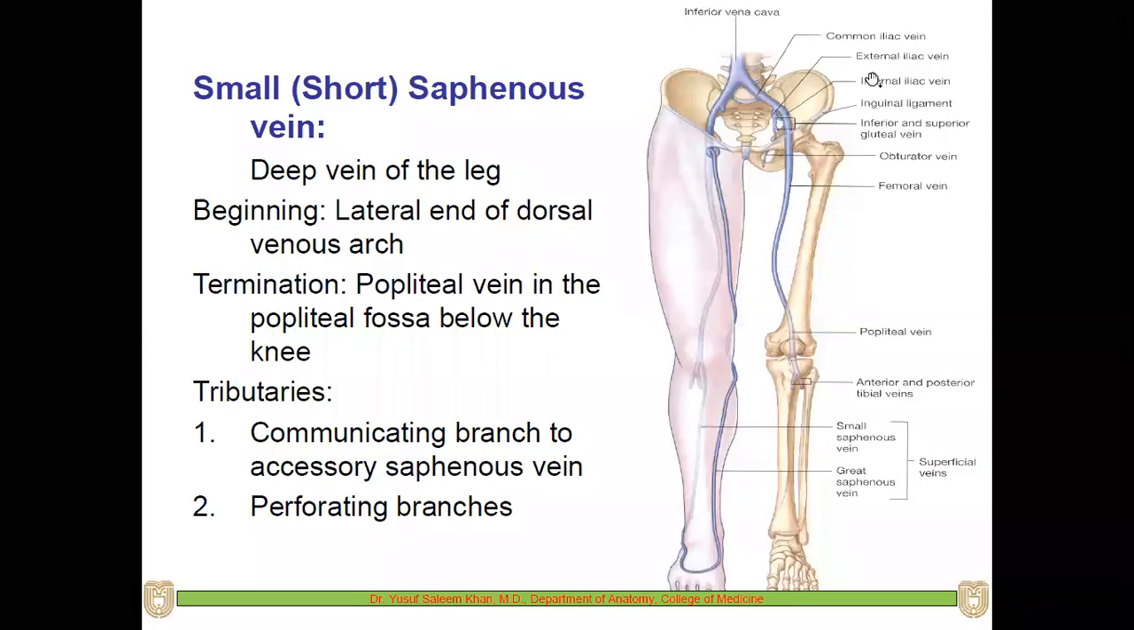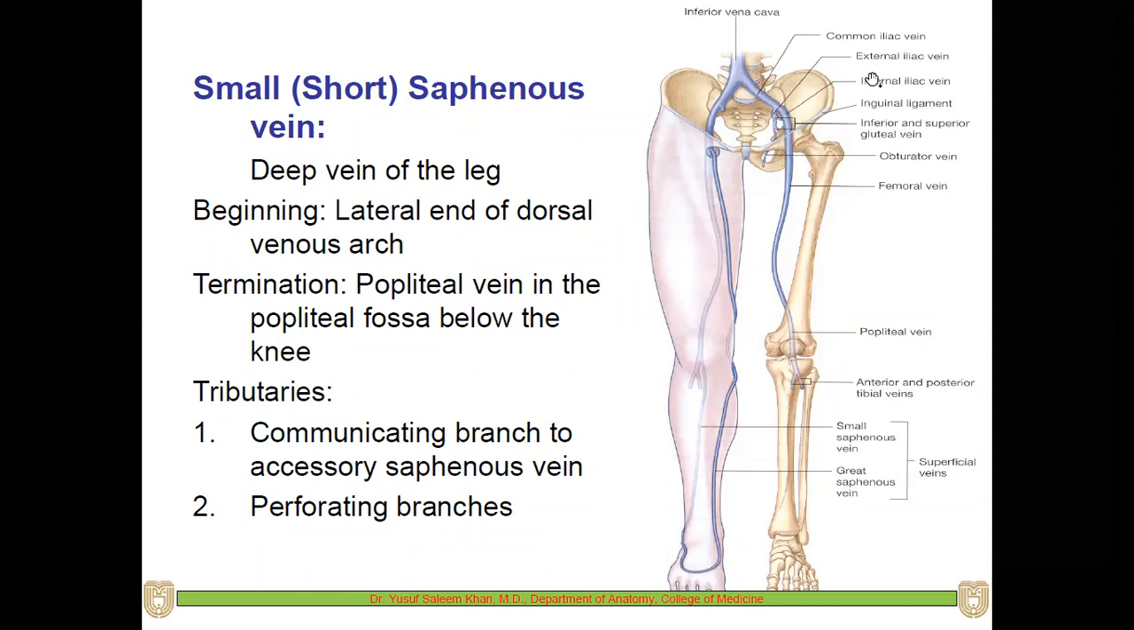So now we'll continue with the small saphenous vein. We have seen the great saphenous vein. We'll talk about the short saphenous vein. We already saw this is the great saphenous vein here, beginning from the dorsal venous arch, going on the medial side all the way up to the femoral. Then there is a shorter vein which is on the lateral side. This is called the small saphenous vein or short saphenous vein.